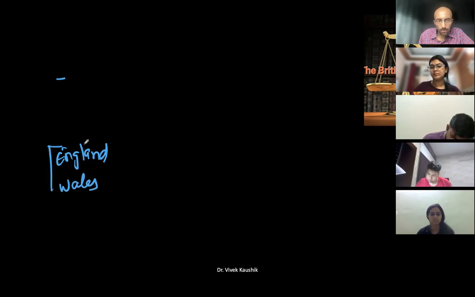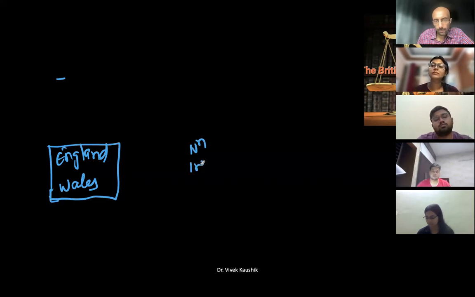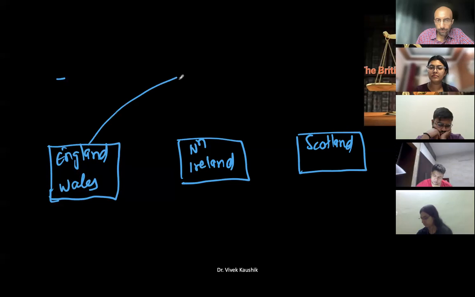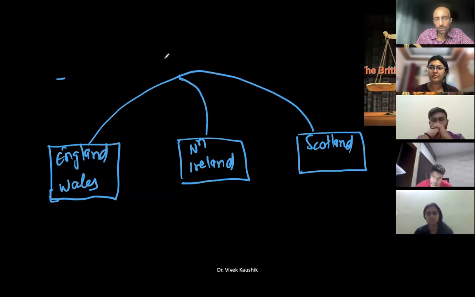Let me explain with a diagram. These two, England and Wales, have a combined judicial system. Then we have Northern Ireland, which has a separate system. And then we have Scotland, which has a third system. Now above all of them, we have the British Supreme Court.